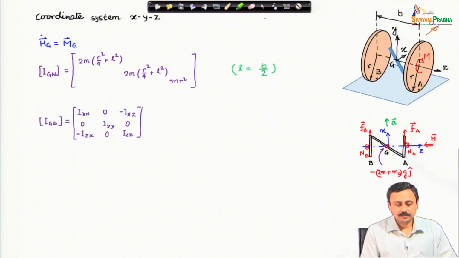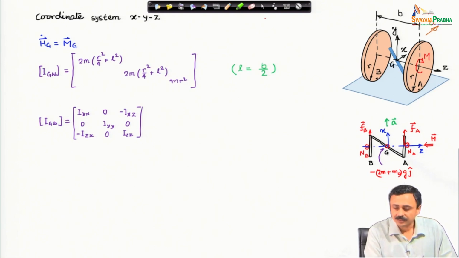For the bar I have this general expression, the mass is distributed in the xz plane. Therefore, apart from the moments of inertia about x, y, z, Ixx, Iyy, Izz on the diagonal, I have these two off diagonal terms.